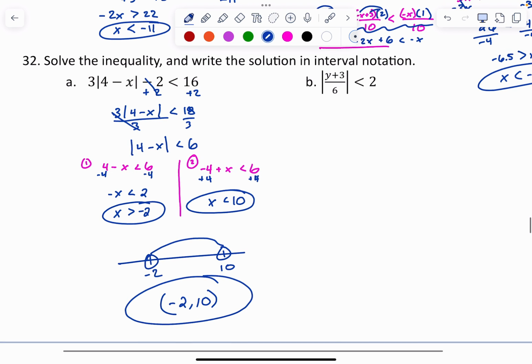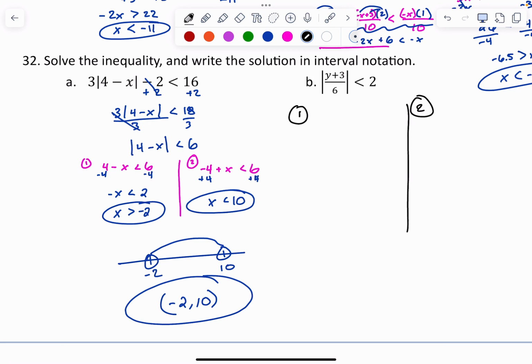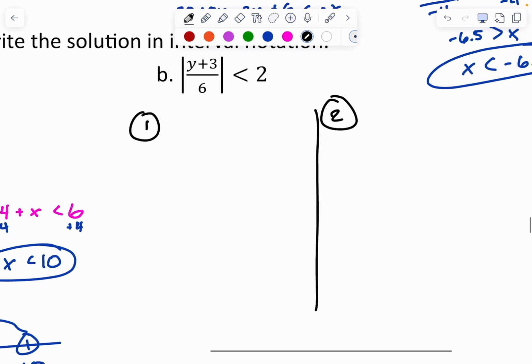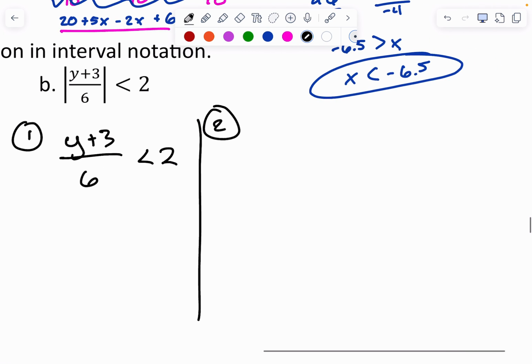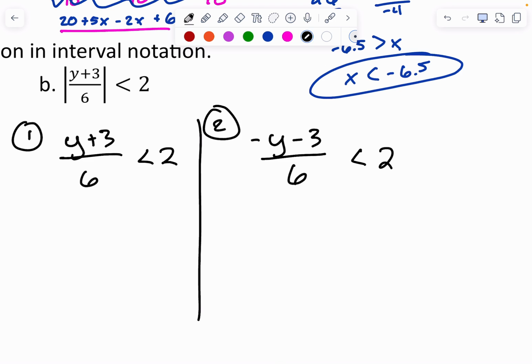Okay, B, I can start my two cases now, right? Case 1, case 2. Okay, case 1, I got figured out: y plus 3 over 6 is less than 2. How do I do case 2 on that? Negative y minus 3 over negative 6? No, you either do that, or I want the 2 to be negative. I want y plus 3 over 6 to be greater than negative 2.